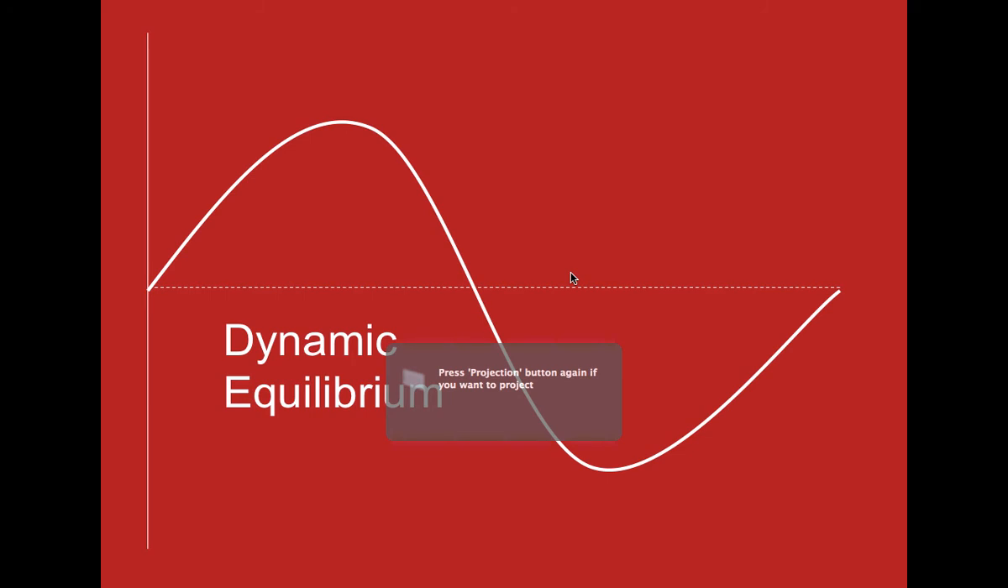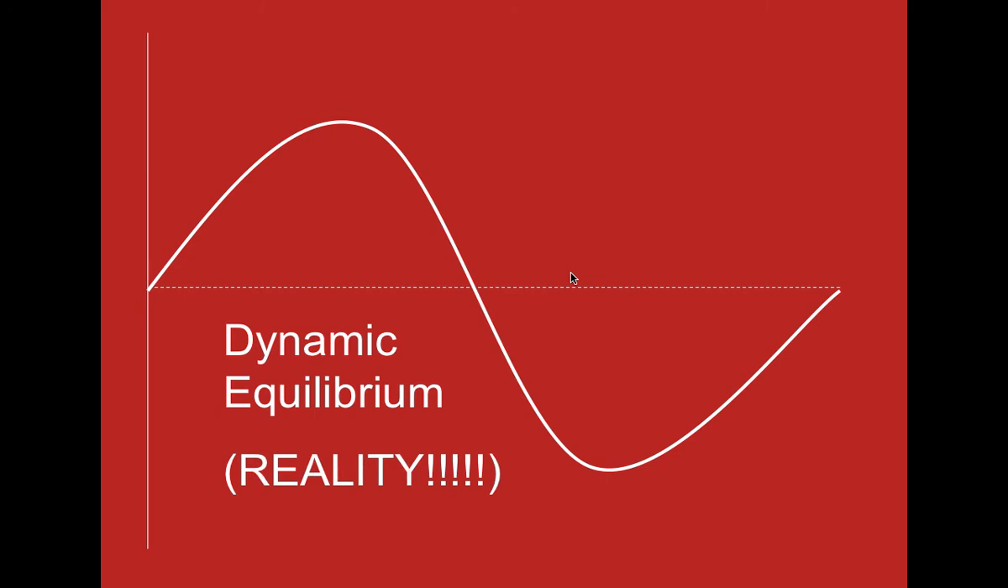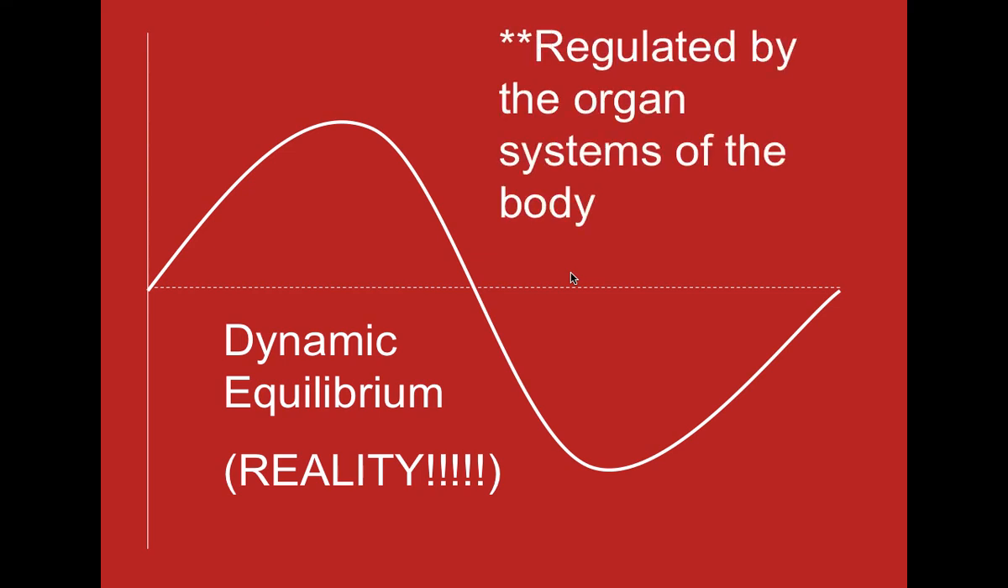This is the state of what we call dynamic equilibrium. And this is the reality of how our bodies actually maintain themselves. It is very, very difficult for a cell or a multicellular organism like us to maintain that very steady state over a long period of time. So in reality, we have this oscillation, this going back and forth around homeostasis, that is dynamic equilibrium. Now, we regulate this by our organ systems in the body.